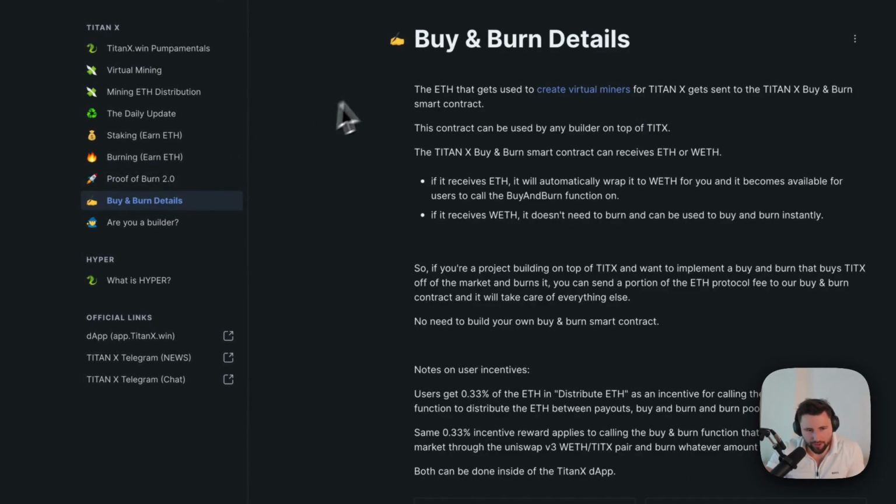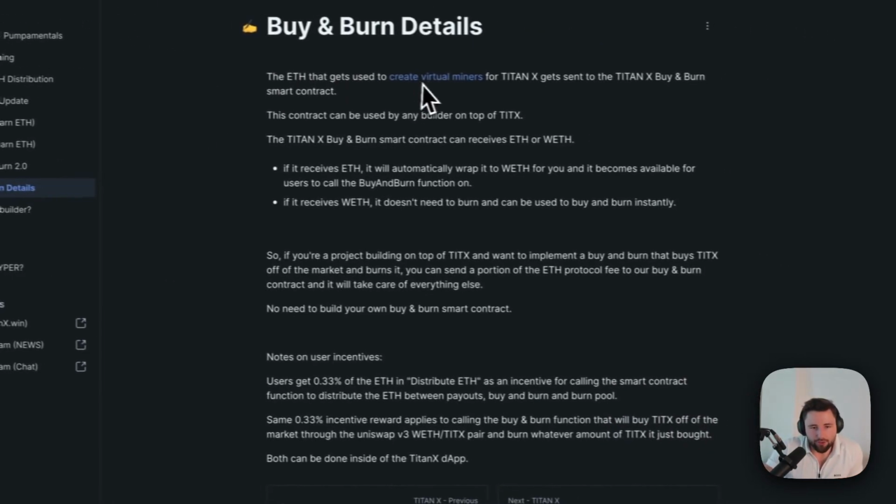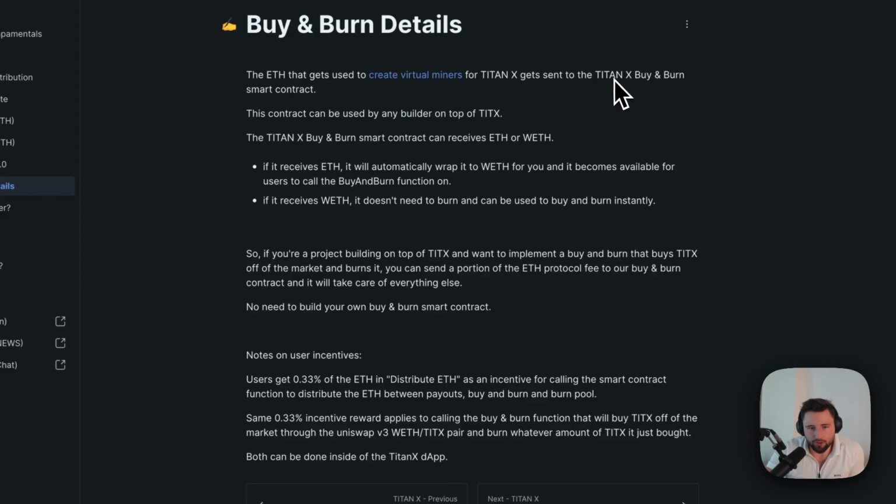Then we have the buy and burn details. The Ethereum that gets used to create virtual miners for Titan X gets sent to a Titan X buy and burn smart contract. This contract can be used by any builder on top of Titan X. This is very crucial. The Titan X buy and burn contract can receive Ethereum or wrapped Ethereum. If it receives Ethereum, it will automatically wrap it through wrapped Ethereum for you, and it becomes available for users to call the buy and burn function on. Everything's decentralized, called by users.